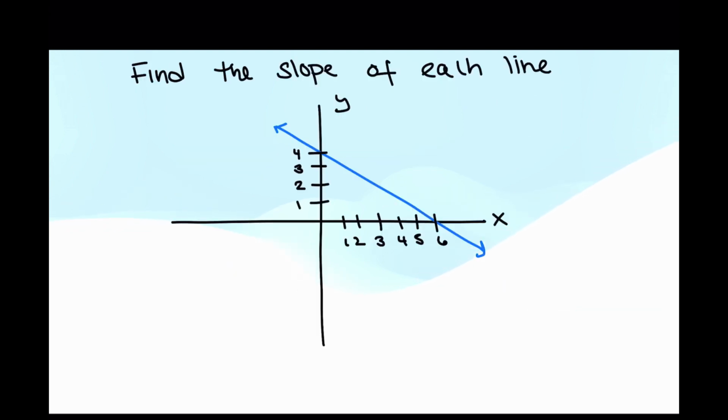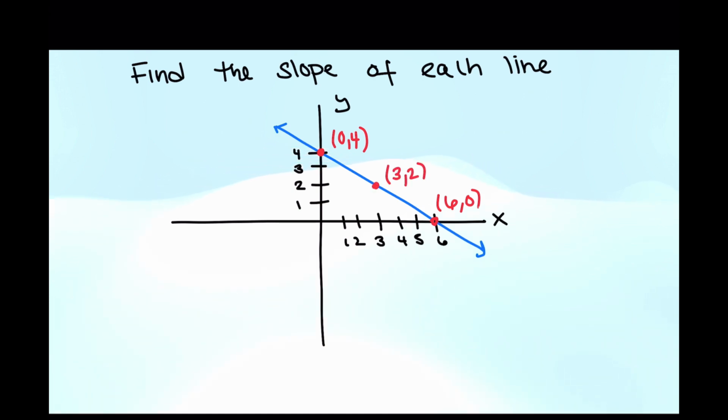So let's find the slope of each line. In my first example, I have a picture of a line. I can tell that this line goes through x equals 0, y equals 4. And it also goes through the point x equals 6, y equals 0. So I can use those 2 points to find my slope. I could plug them into my formula, or I could count boxes and think about the rise over run.